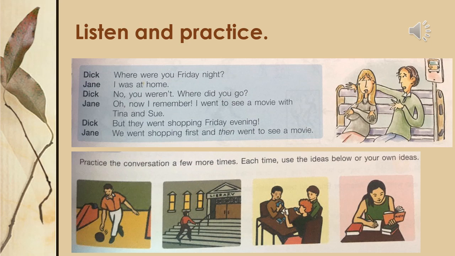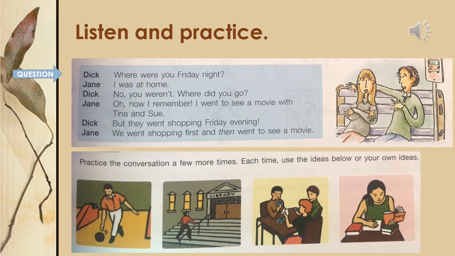All right. So this is a conversation between Dick and Jane. What do you think is their relationship? For me, I think they are very close friends. Or maybe they are actually in a relationship of being a boyfriend and girlfriend. And Dick is asking questions about what Jane did the past Friday night. So as you can see, Dick asked a question, where were you Friday night? So he's asking for a location about a past activity.